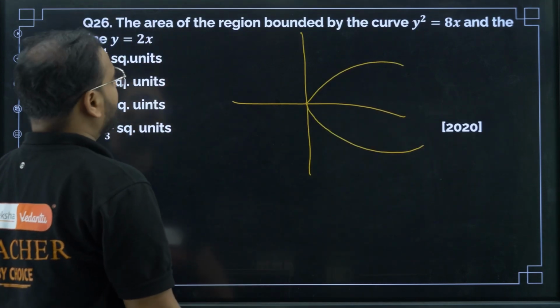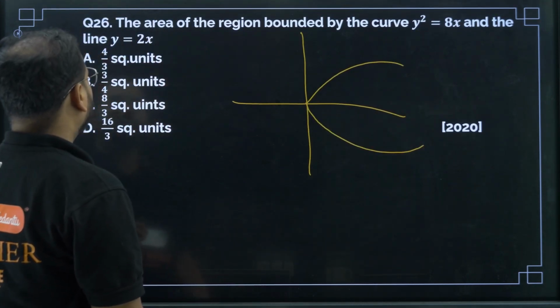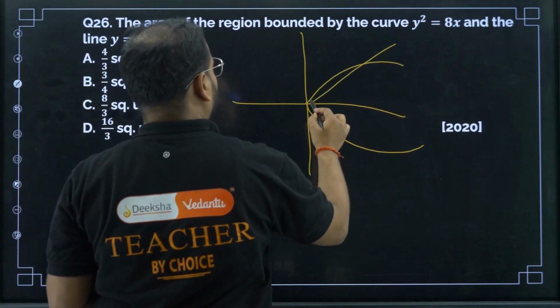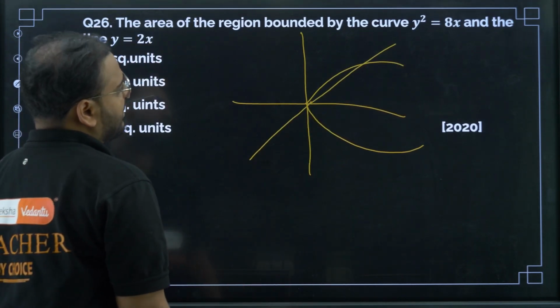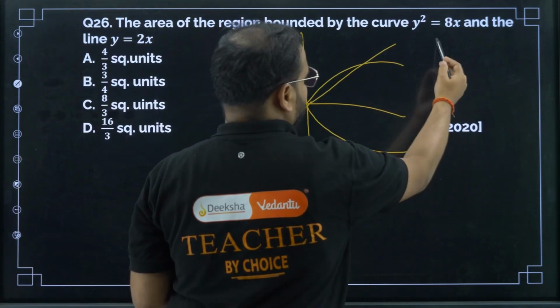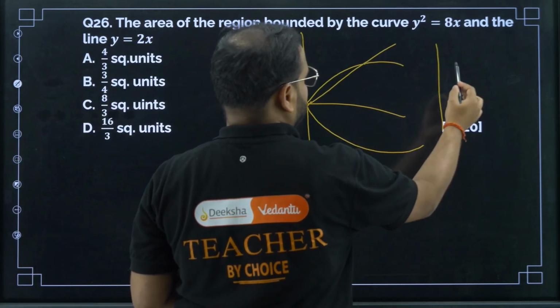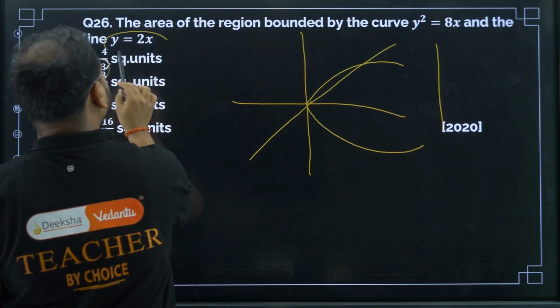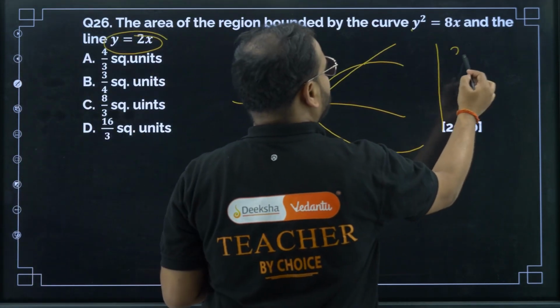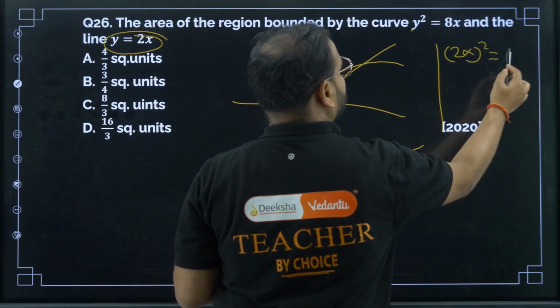Y equal to 2x line will be what? Okay. Y equal to 2x line will be this. Alright. So I have done a question like this. If you put it here to find the coordinate, you're gonna get what? Put y equal to 2x in this point. Put it here. You're gonna get 2x the whole square equals to 8x.